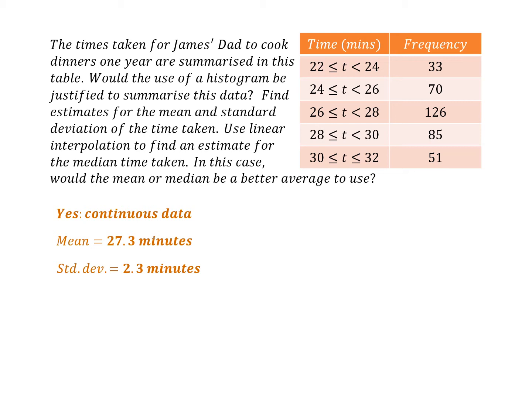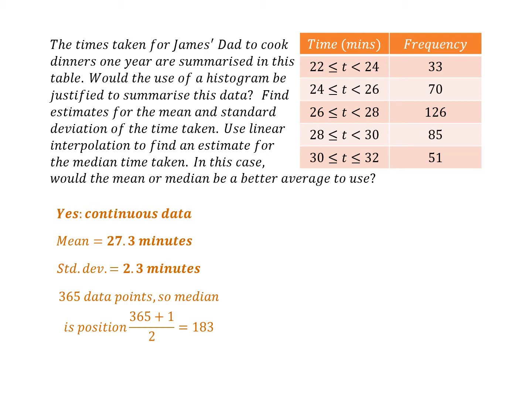So now we've got to find an estimate for the median time taken. So how are we going to do that? Well, firstly, we need to know what position the median is in. There are 365 data points, so the position of the median is 183.